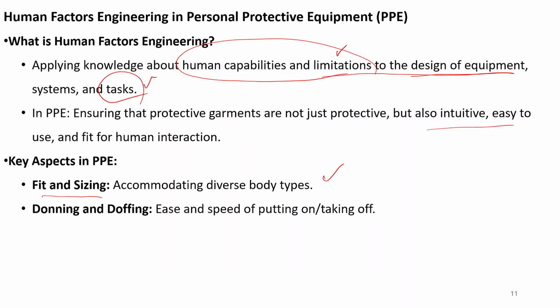Donning and doffing. During the activity a person should be able to wear the PPE quickly, and also when it is not required, take it off quickly. So, the design should be such that he can do it easily and at a higher speed.